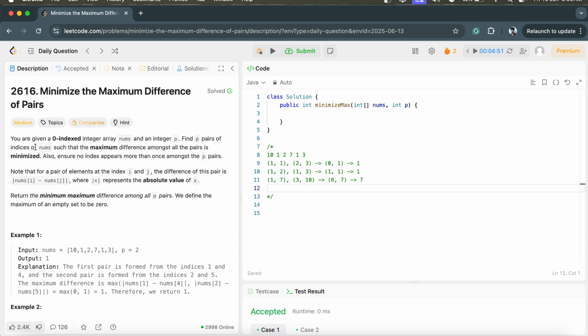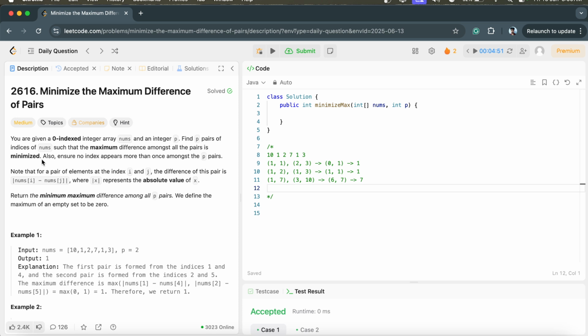So you are given a zero-indexed integer array nums and an integer p. Find p pairs of indices of nums such that the maximum difference amongst all the pairs is minimized. This condition really matters the most. Whenever you see that the maximum difference amongst all the pairs is minimized, or the minimum difference should be maximized, the only thing that should come to mind is that it might fall under a binary search problem.